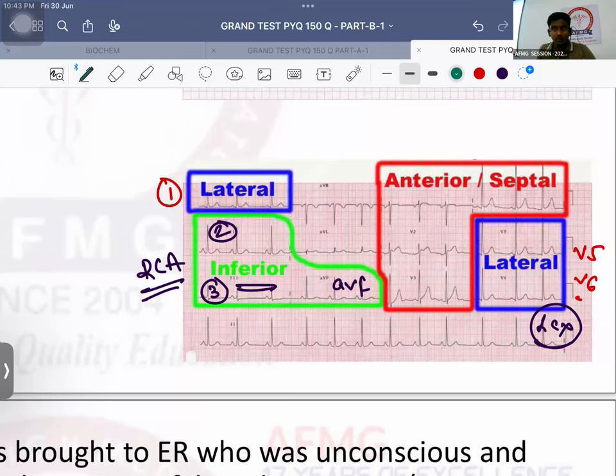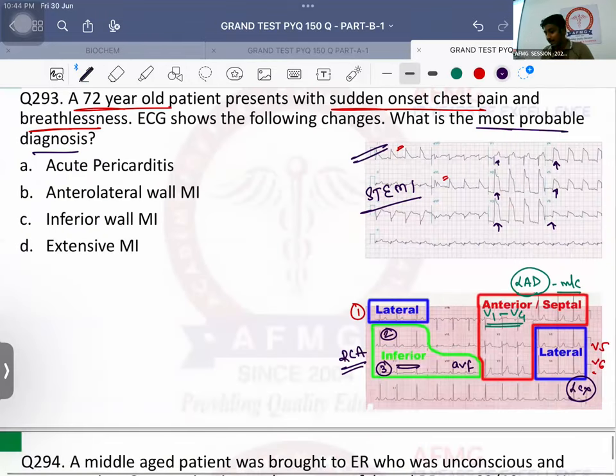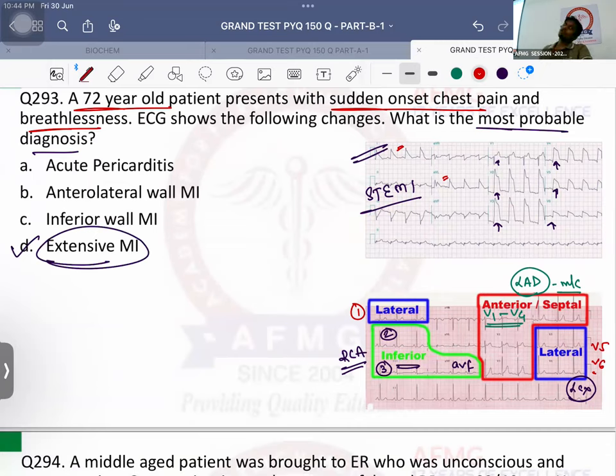Anteroseptal MI. Septal is V1, V2, but anteroseptal together is V1 to V4. Okay, V1 to V4, anteroseptal MI. Important is, anteroseptal MI is the most common type of MI, which is due to blockage of the left anterior descending artery. Ye question, the most common type of MI, answer was anterior wall MI. The changes will be seen in V1 to V4, due to blockage of left anterior descending artery. Now, agar V1 to V6, sab mein hi changes dikh rahe, extensive wall MI. So it is not only the anterior wall, but it is also lateral wall MI. So together it will be called extensive MI.